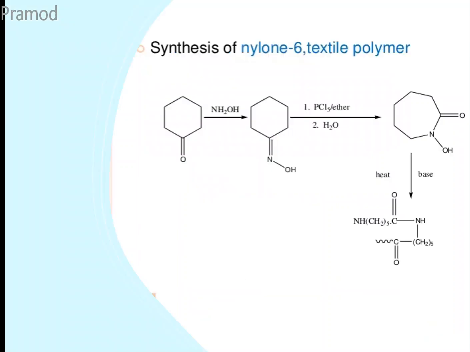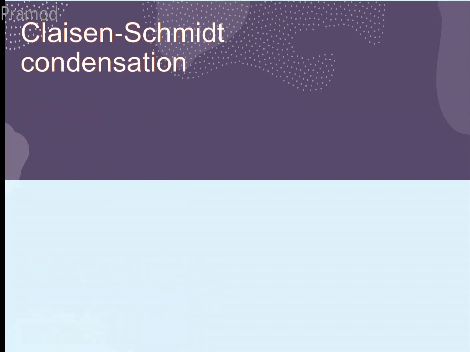As I said, it can also be used for the preparation of caprolactam. It is NH, not OH, it is NH. Caprolactam is used for the synthesis of nylon 6 polymer. It's a textile polymer. Ring opening takes place and you get your polymer. So that was your Beckmann rearrangement.